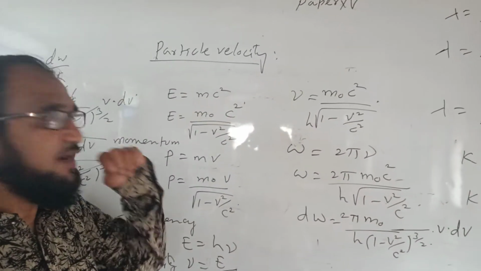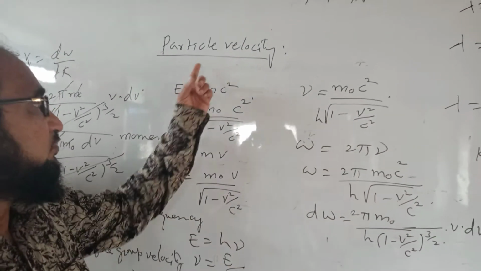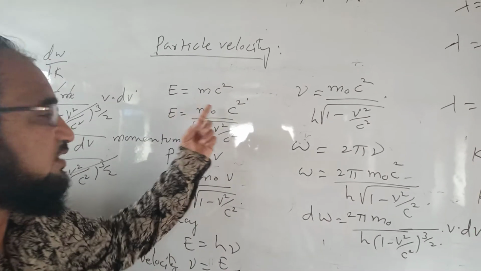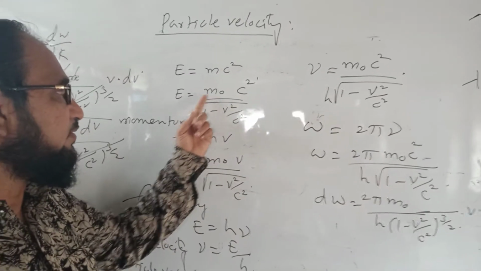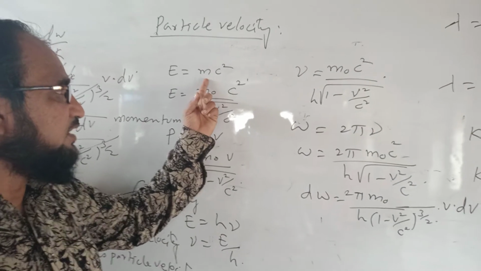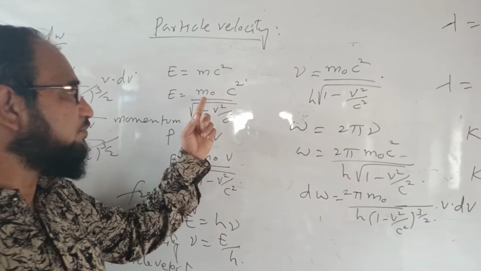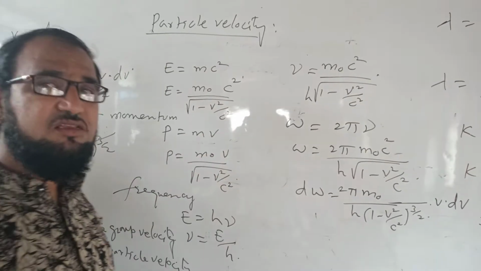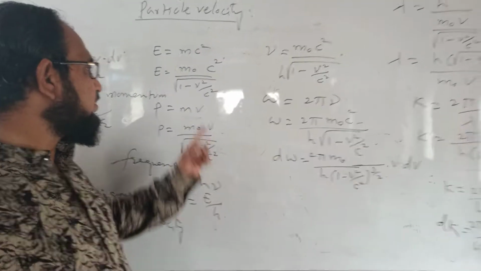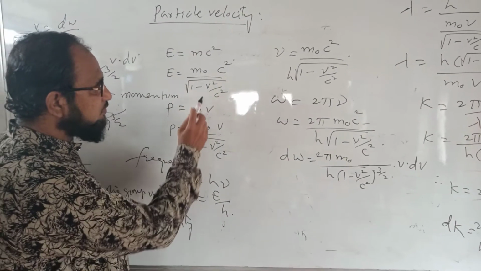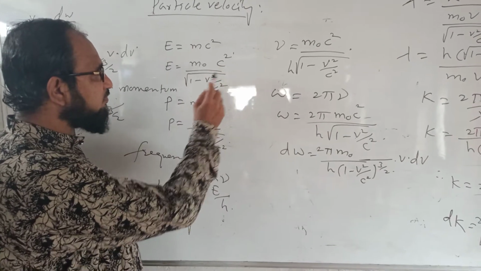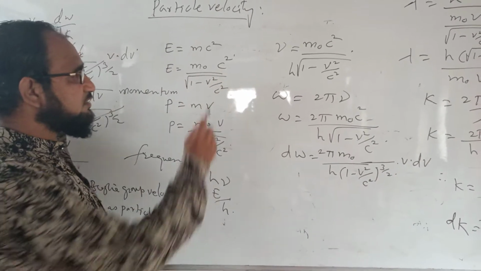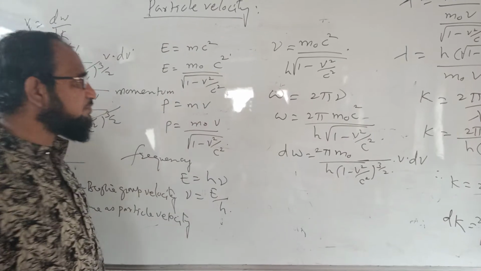To study the particle velocity, we should know Einstein's equation E equals mc squared. As the particles are moving, m can be replaced as m0 upon root over 1 minus v squared by c squared, where m0 is the rest mass, c is the velocity of light, and v is the velocity of the particle.